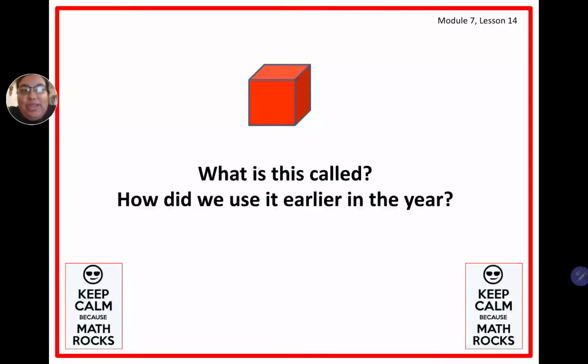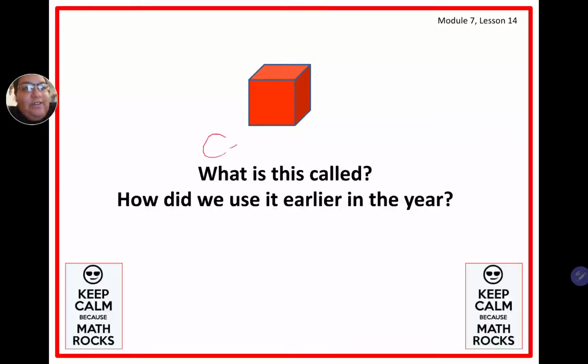Okay, so what is this called? And if you're about to say a cube, specifically what? And we actually used it earlier this year. I'm going to give you some thinking time on that one. It was about this big. I had blue. I had a bunch of blue ones.